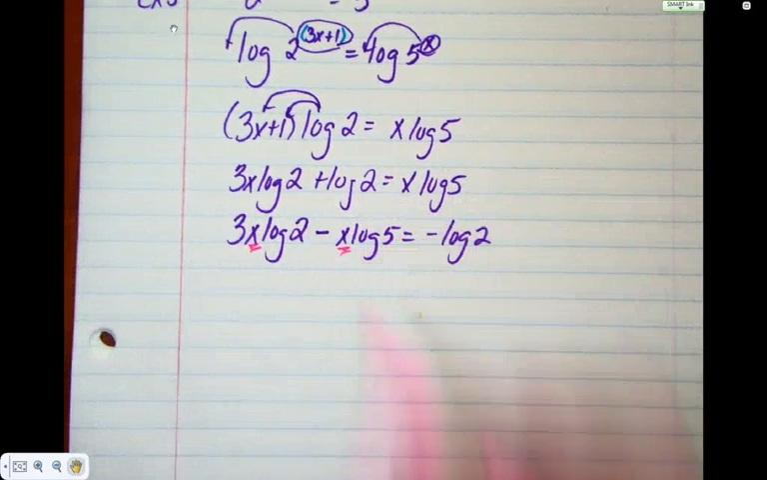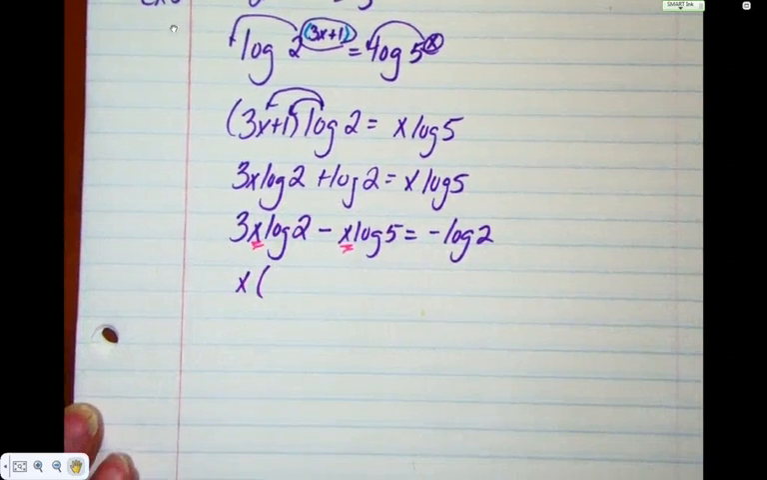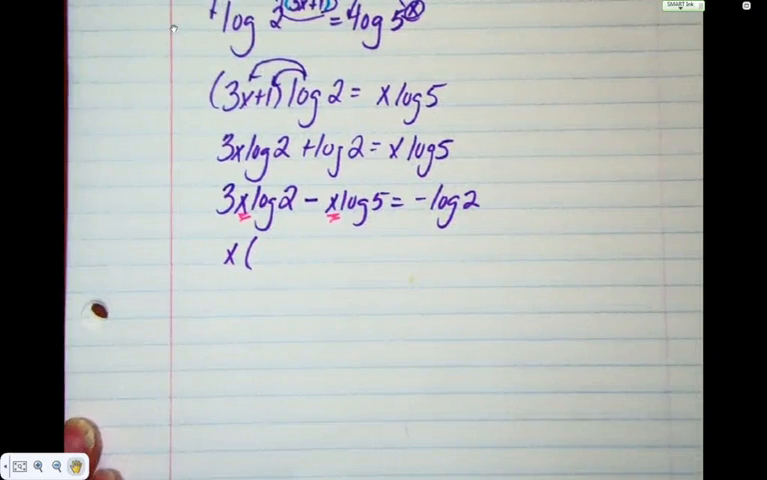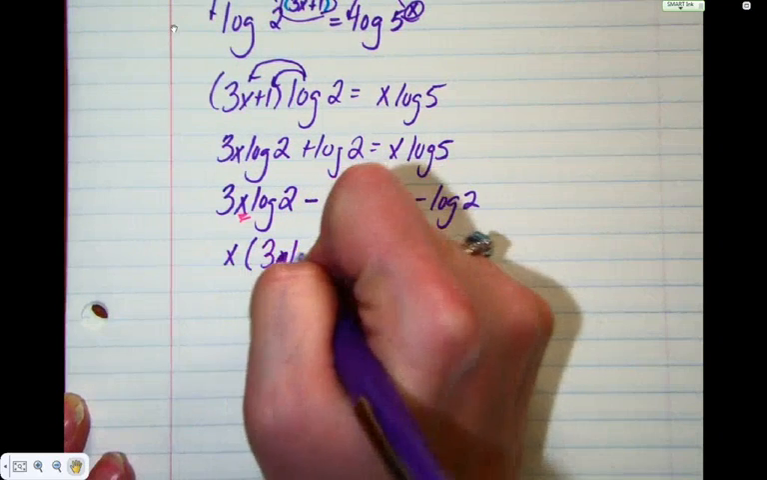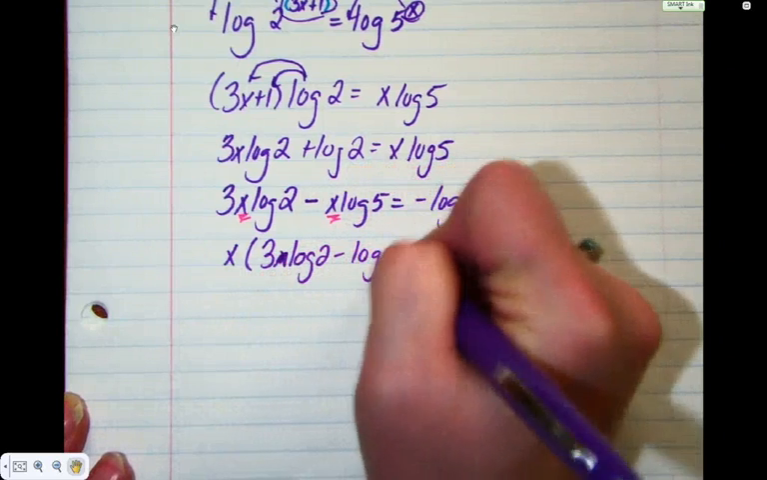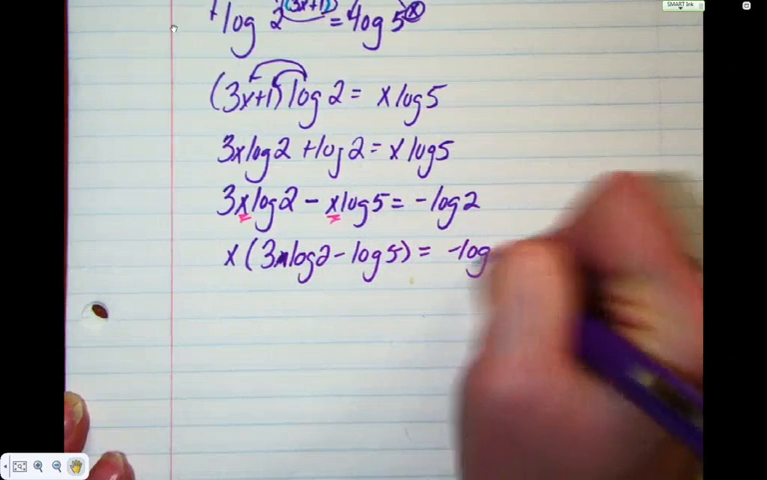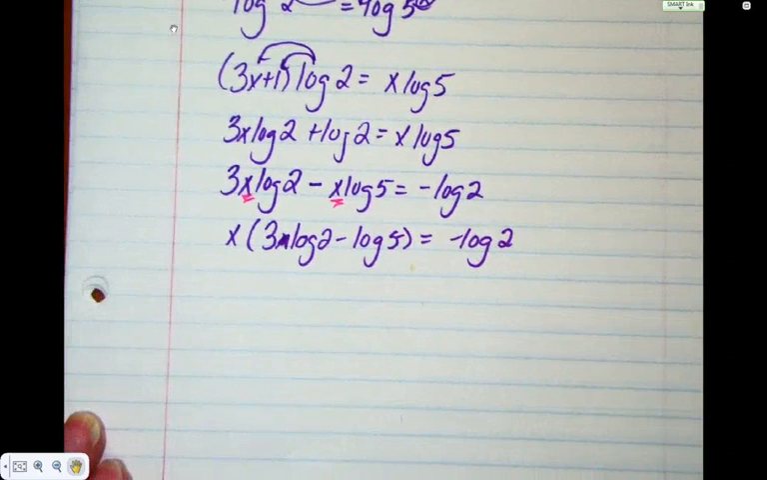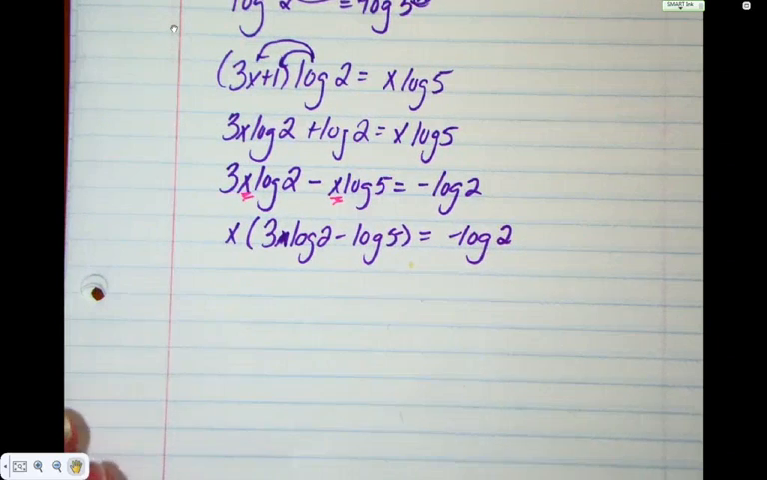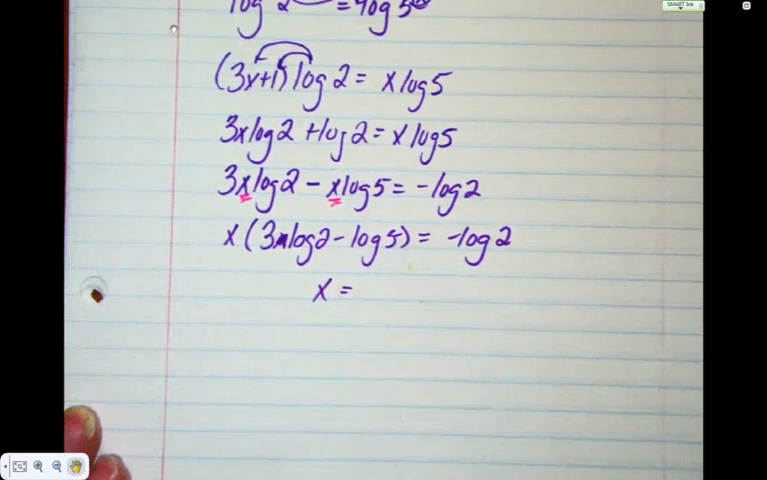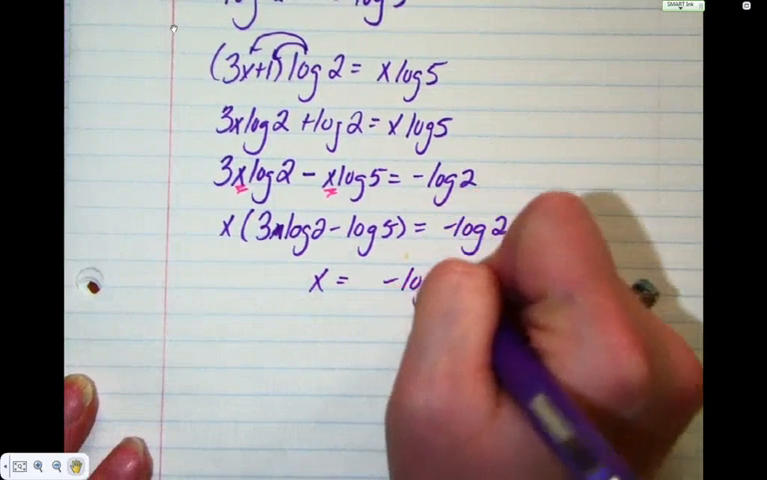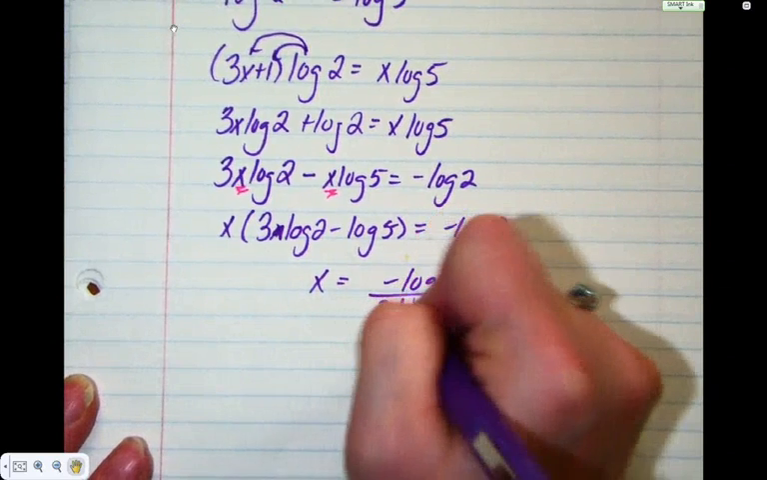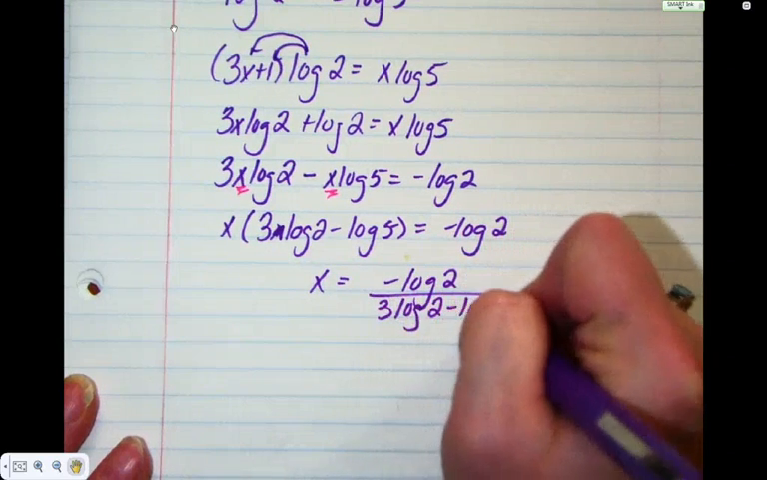x over here, what's the only way to isolate it? Factor it out. So 3 log 2 minus log 5 equals minus log 2. How do we isolate x? Divide by all that. So I get minus log 2 divided by 3 log 2 minus log 5.